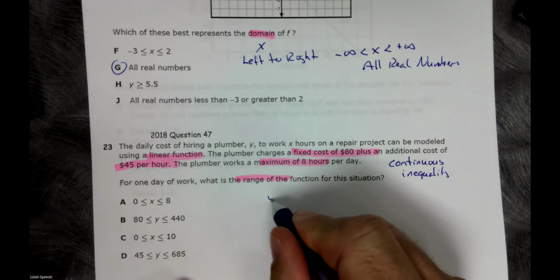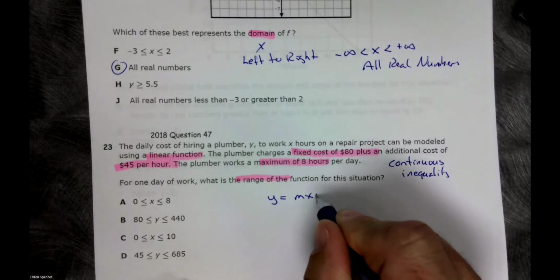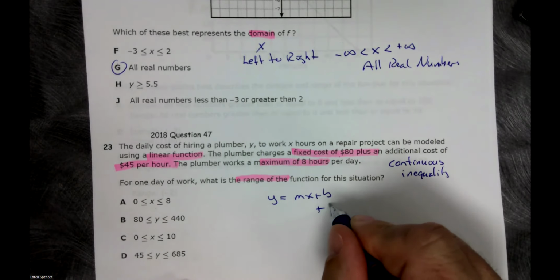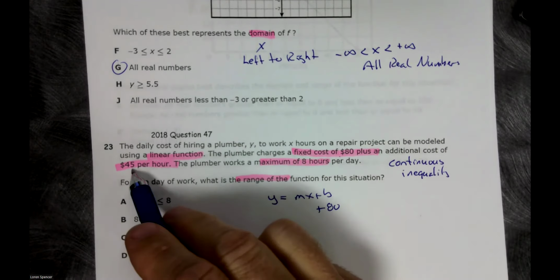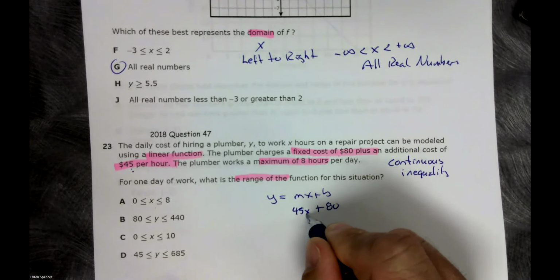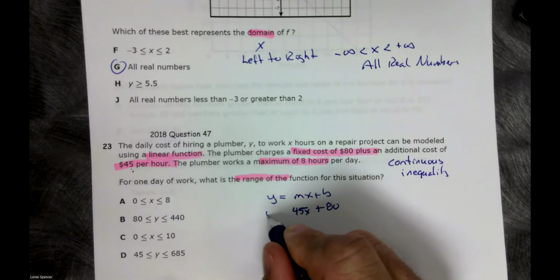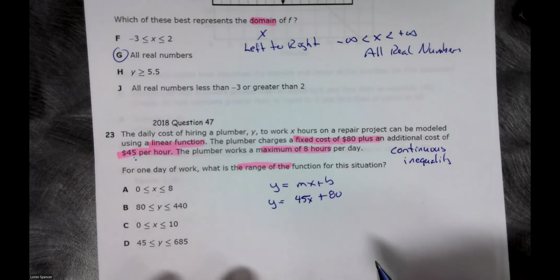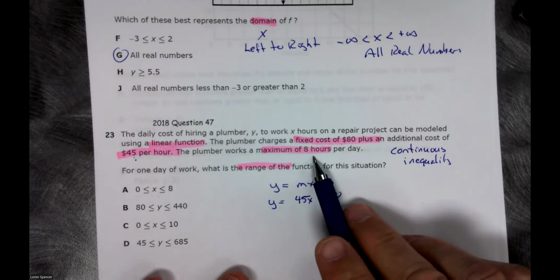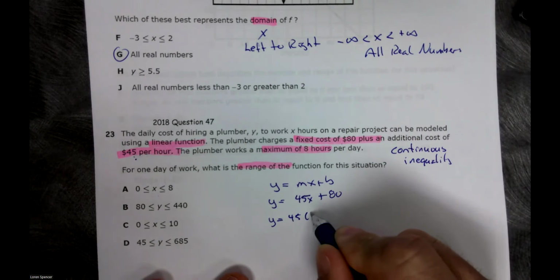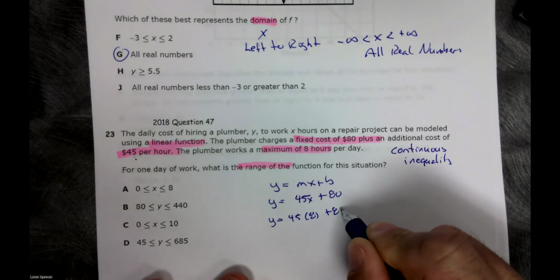Well, linear, so we think y equals mx plus b. Well, fixed cost of $80. The word per means I have to multiply. So this is going to be 45x or 45h for hours. So y equals 45x plus 80. Well, what's the minimum he could work or the maximum he could work? The max he could work is 8 hours. So we could go y equals 45 parenthesis 8 plus 80.